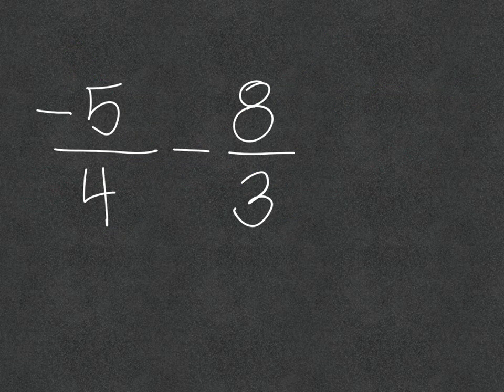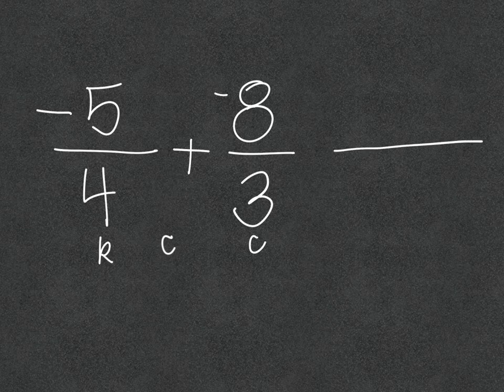Let's try another one. So again, here, this one we happen to be subtracting. If you're adding, you just leave it and add like normal. But here, we are subtracting, so we're going to keep, change, change. So we're going to add the opposite.